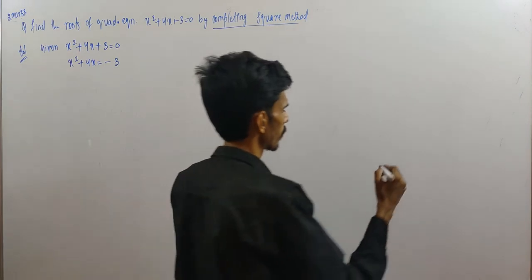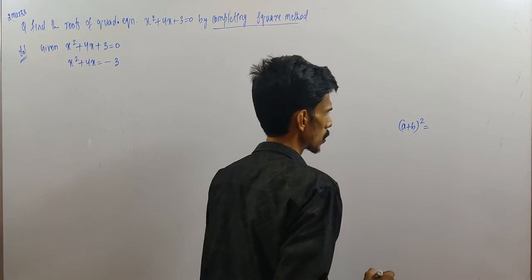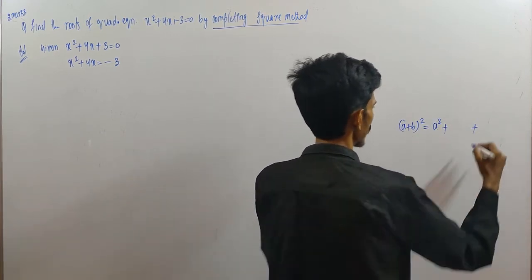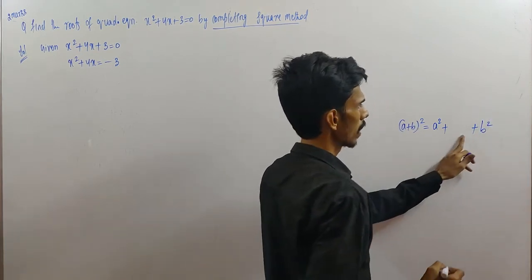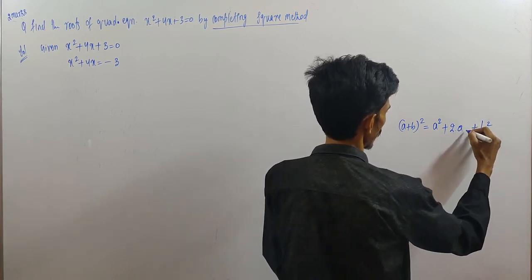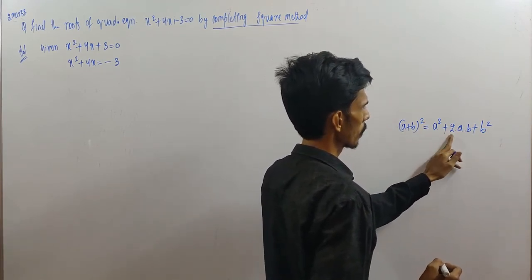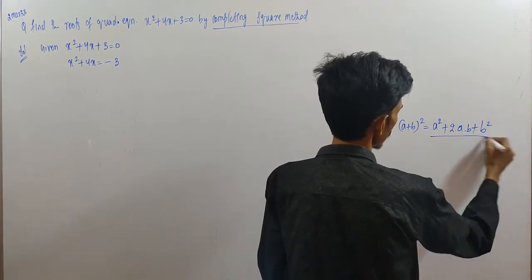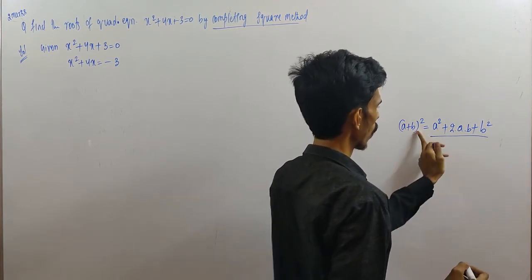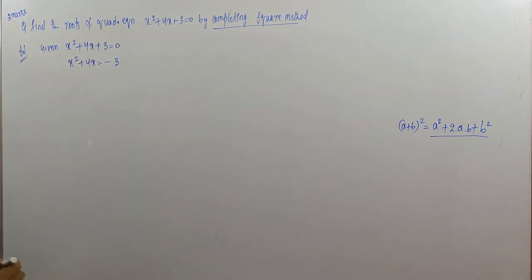We already know that a plus b whole square is, first we have a square plus, next we have b square, and in the middle we have 2 into the first term into the last term, 2ab. So a plus b whole square is a square plus 2ab plus b square. So this complete term will be replaced by a plus b whole square. By using this concept, we'll solve this question.